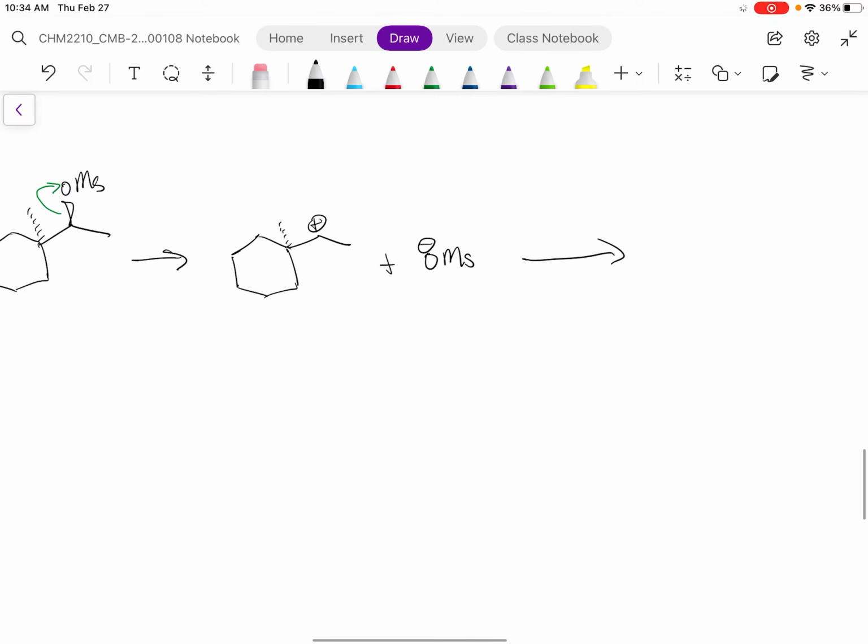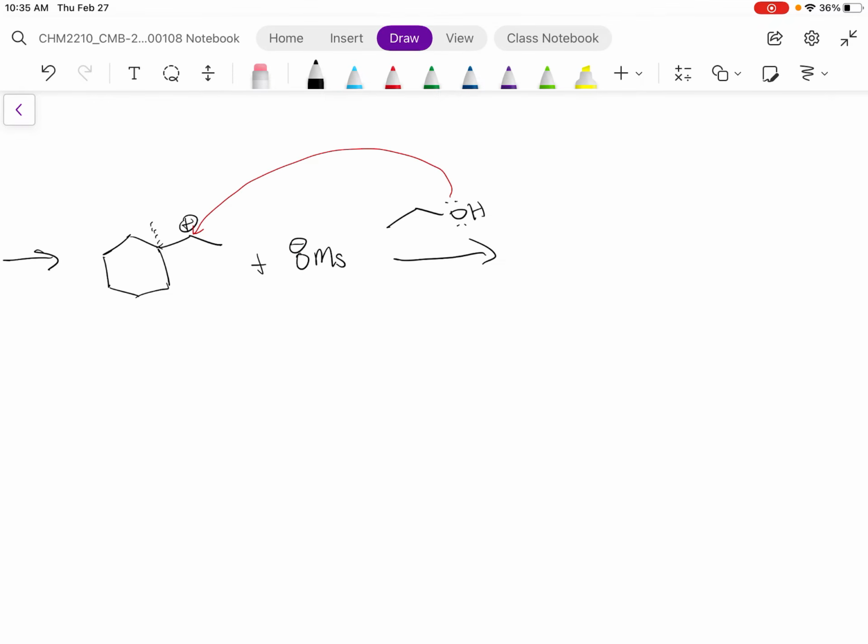And now our solvent slash nucleophile, there's our ethanol. That ethanol could, in theory, come in and attack from the top face. If it attacks from the top face, we would have a product that looks like this. OH. Or if it attacked from the bottom face, we would get this species right here.